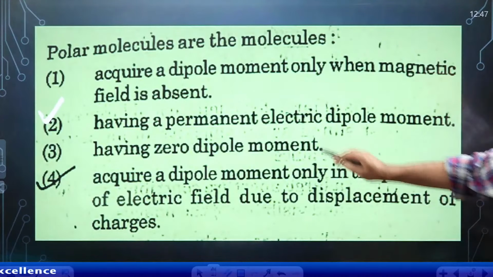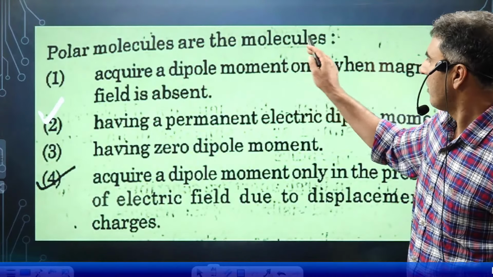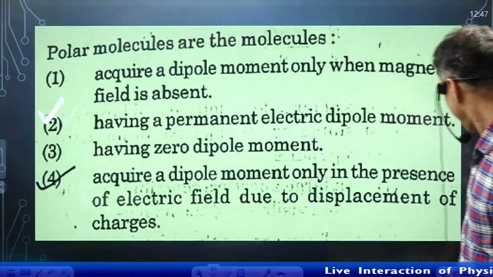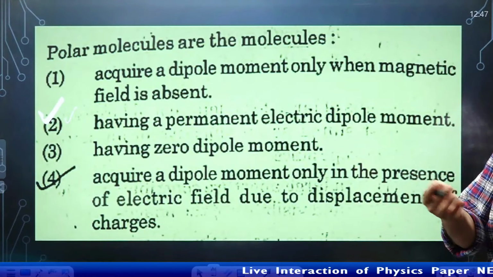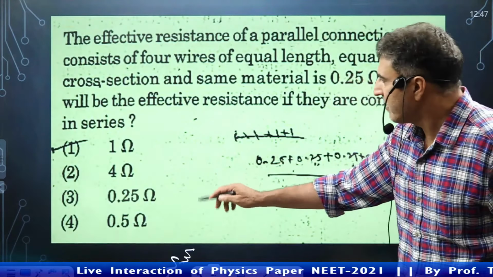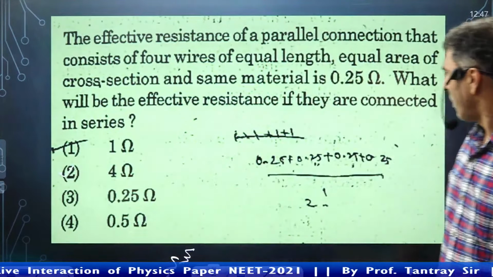It is the question. Polar molecules are the molecules having a permanent electric dipole moment. This is the answer. Everybody should know that the water molecule has a permanent dipole moment. Here this is the answer, 4 ohms. I solved it just now.